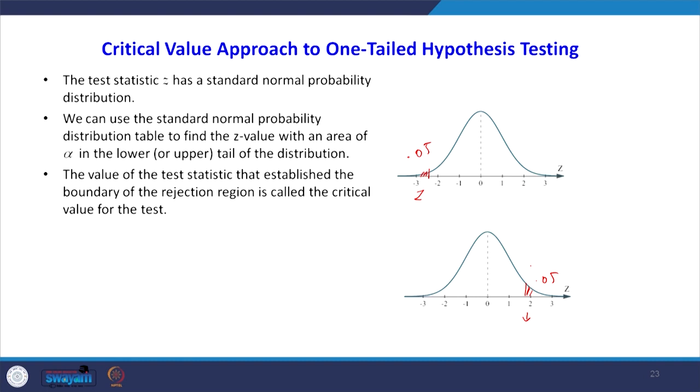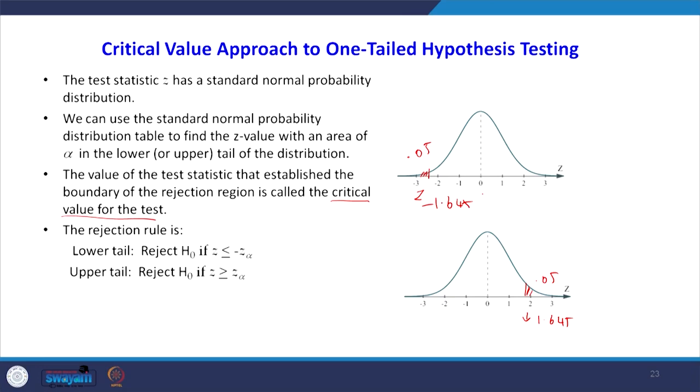The value of the test statistic that establishes the boundary of the rejection region is called the critical value of the test. If it is 5%, you will get 1.645. Here also minus 1.645. So this minus 1.645 is called the critical value.